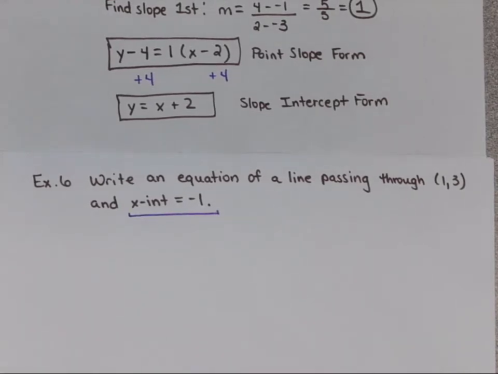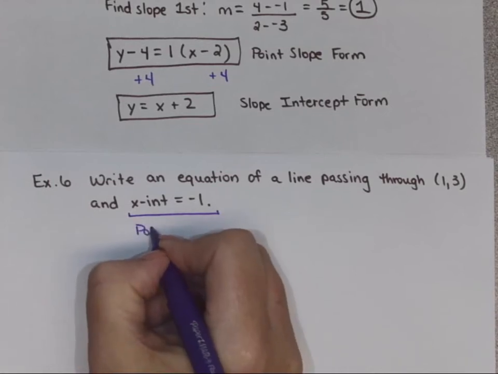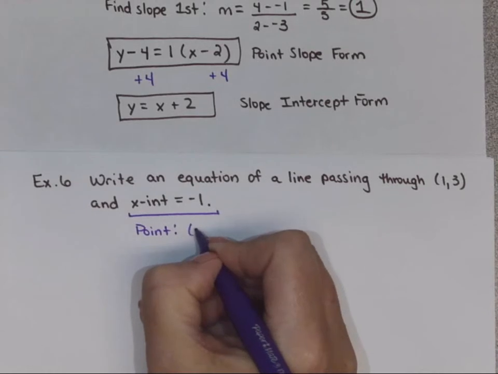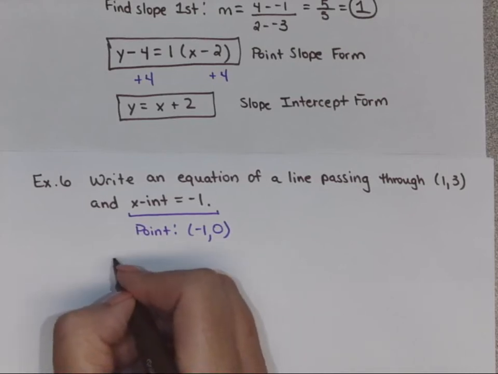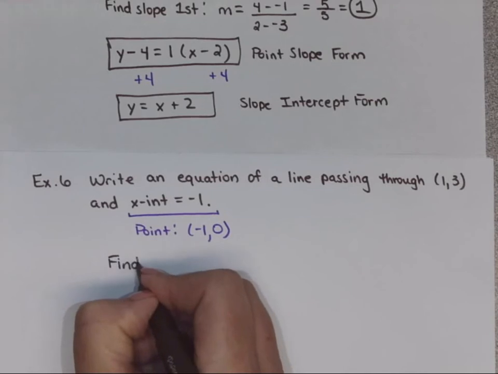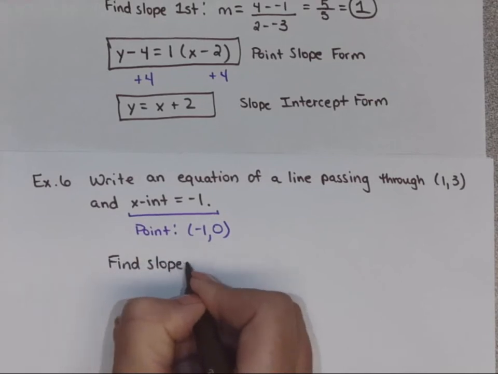This does represent a point, right? If the x-intercept is -1, what point is that? Isn't that -1 comma what? 0? Okay. In other words, now it's just a problem exactly like example 5 before it, right? Now we have 2 points and we can proceed there, right? So which equation am I going to need to find first? Before I can even go forward, I need to know the what? The slope.